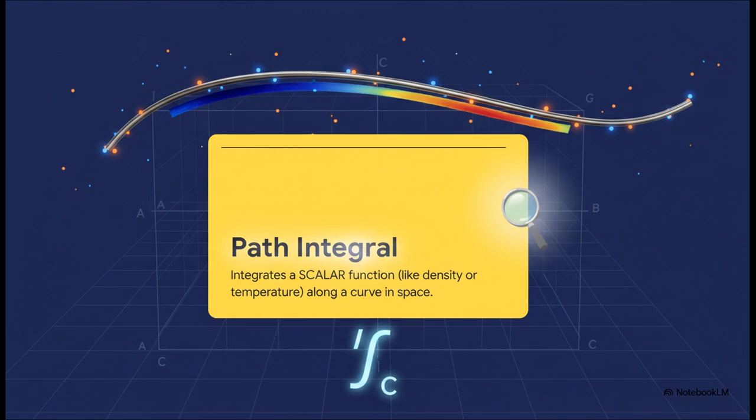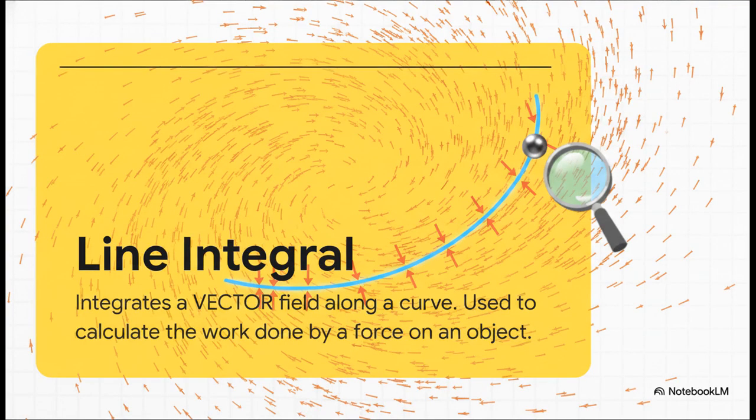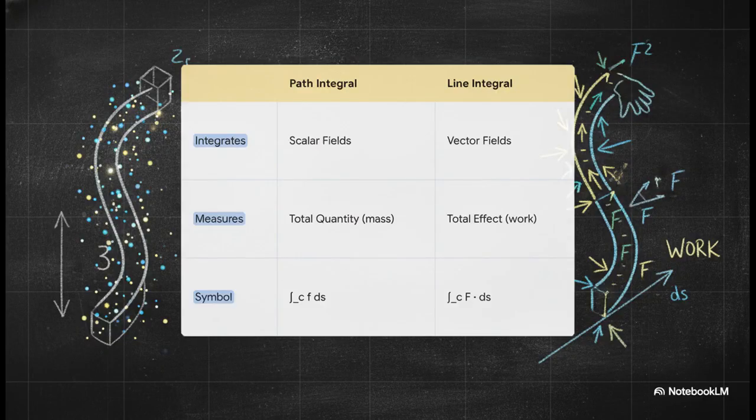Simple as that. But then we have the line integral, and this is for vector fields, where every single point in space has a value and a direction. Think of a wind map or a gravitational field. And this, right here, is the tool that directly answers our satellite question. A line integral is precisely how we calculate the work done by a force as an object moves along a curved path. So let's put these side by side, because this is a really crucial distinction.